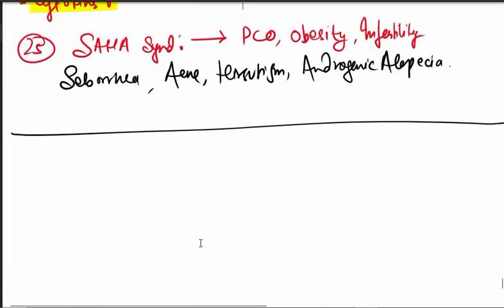Okay, next condition. Next is SAHA syndrome. It is seen in PCOS, obesity and infertility. So let's elaborate this SAHA. S is seborrhea, A is acne, H is hirsutism, and the other A is androgenic alopecia. So thank you very much.